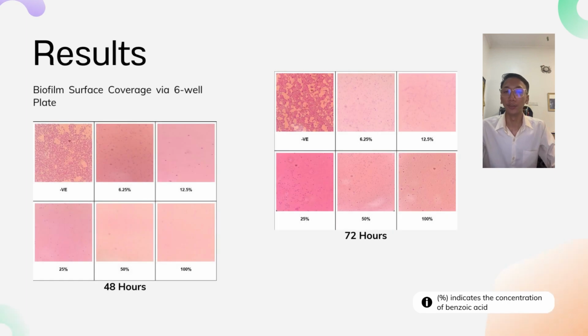The images show the result of biofilm surface coverage by using 6-well plate, where the biofilms were observed under light microscope, which then used ImageJ software to analyze the surface coverage. We can see that both images show the biofilm covers the surface in the negative control, which then slowly eradicated and becomes less abundant as the concentration of benzoic acid increases.